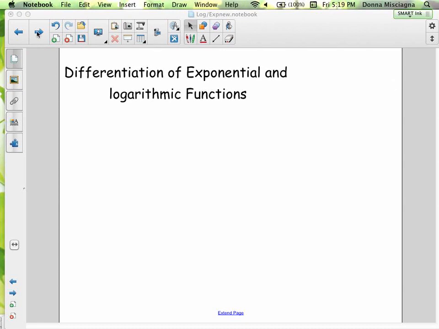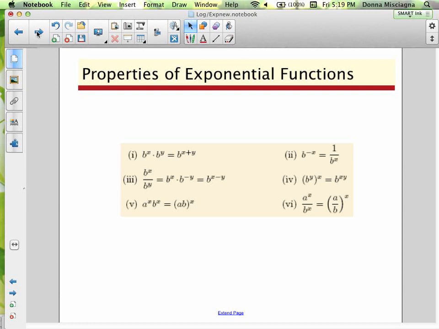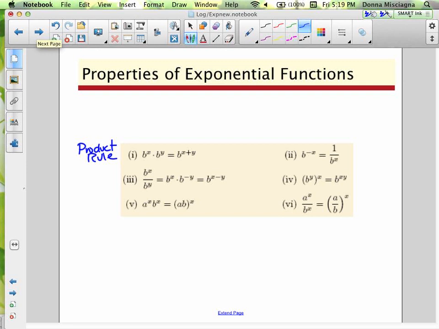But before we do that, let us look at some rules of exponential functions, some properties of exponential functions. We might use one of these properties as we're deriving the derivative for e to the x. All right, so first of all, we have the product rule. And these, by the way, are in your notes. Right, and so if we multiply like bases raised to a power, we add the exponents. We have the quotient rule. Okay. So if we divide like bases raised to a power, we subtract the exponents.